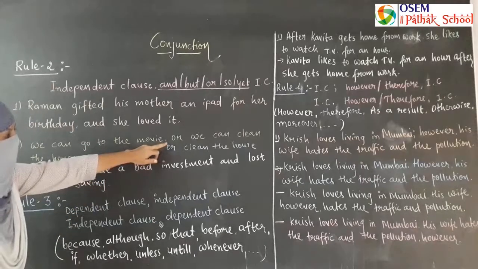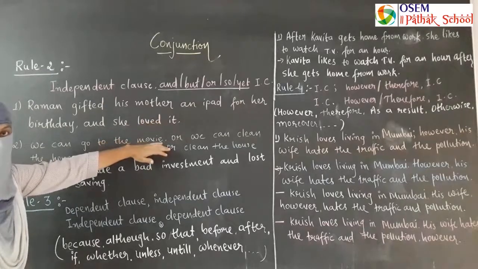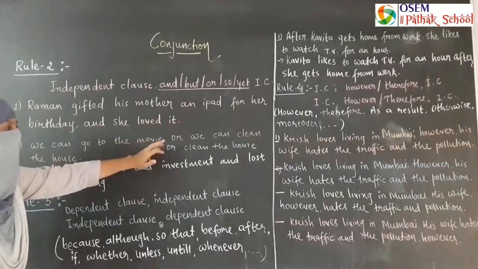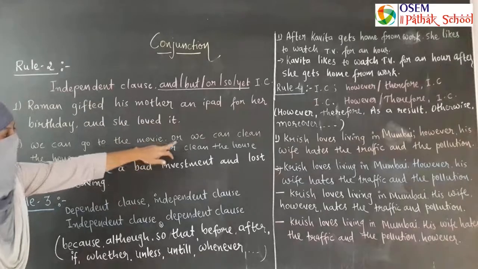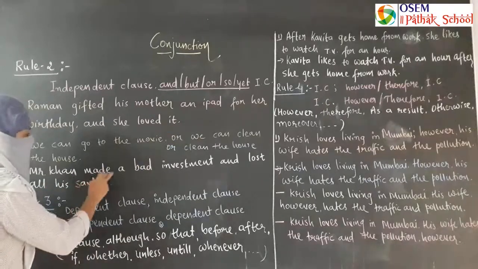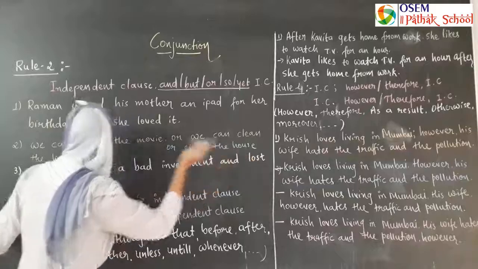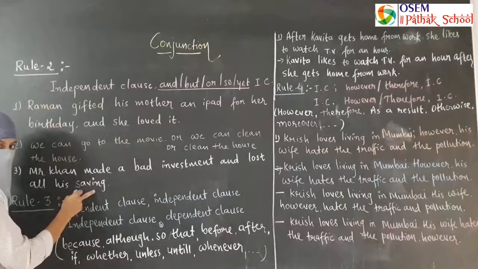So whenever you connect two independent clauses with and, but, or, so, or yet, you have to put a comma before the conjunction. See, third sentence: Mr. Khan made a bad investment and lost all his savings.